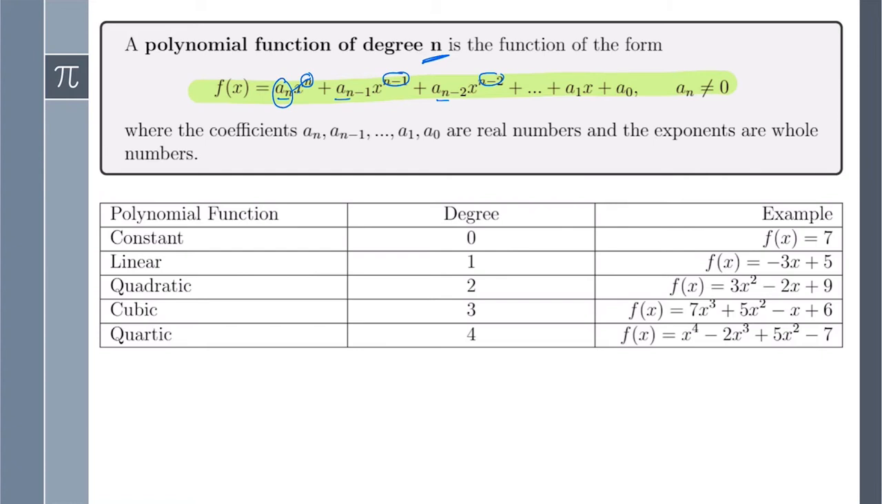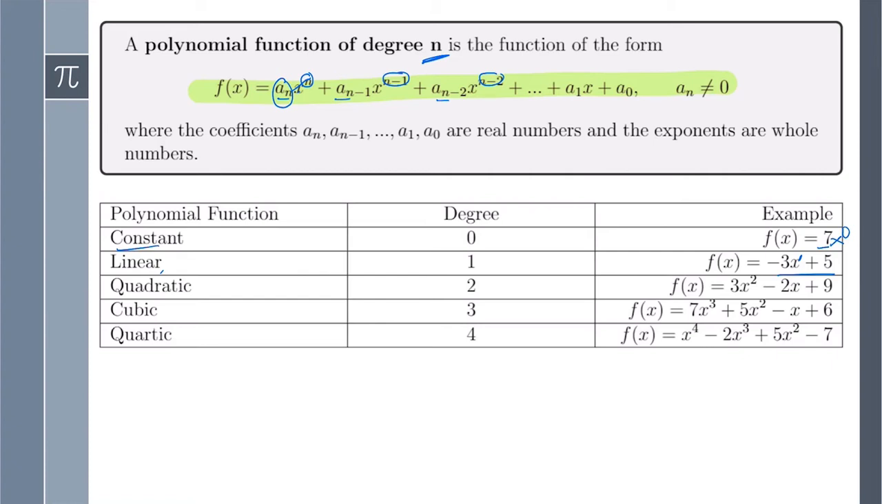So here are some examples of polynomial functions. The 0-degree polynomial is called a constant function. That means we just have f of x equals a number, where we can also write x to the 0. That's why it is called 0-degree, and we don't have that variable. A degree 1 polynomial is called a linear polynomial, and the example here is negative 3x plus 5. So the highest power of x is 1.